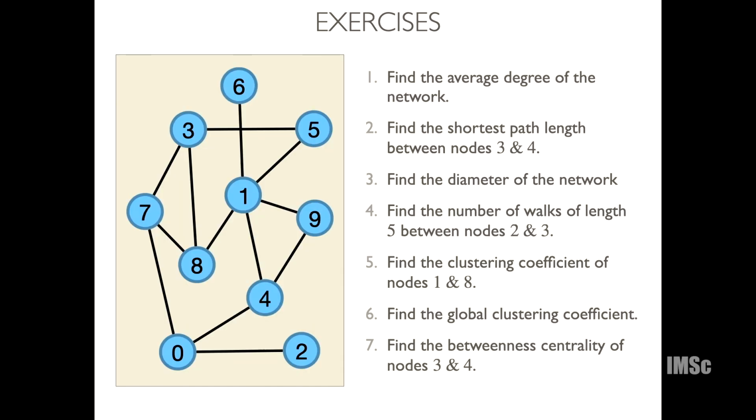Then quickly getting to the last one, betweenness centrality. This was also very hard because it takes some time, but has anyone managed to do this? 0.07. No. Okay. So the answer for node number 3 is 2.5, and the answer for 4 is 7.5.